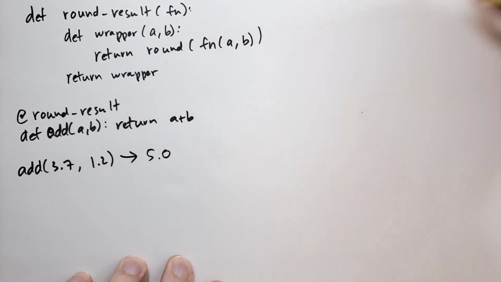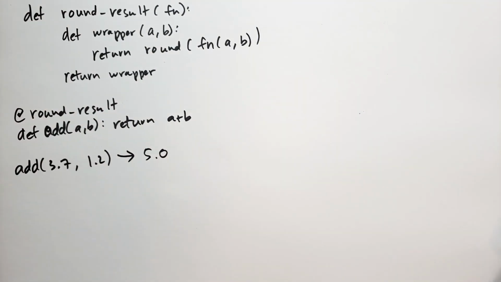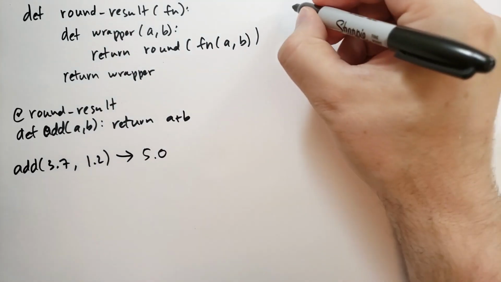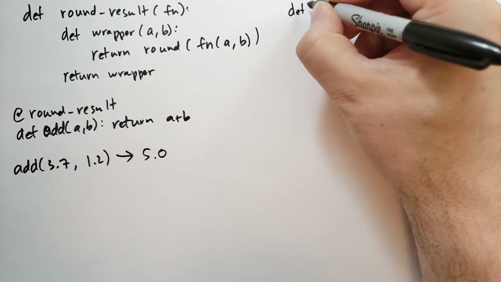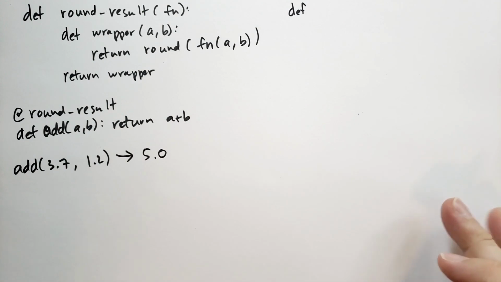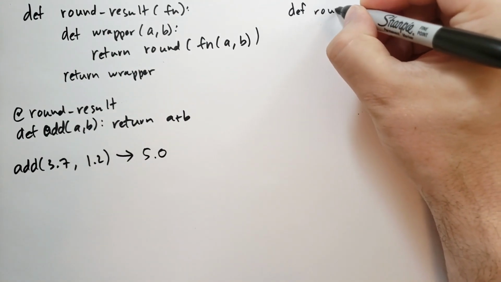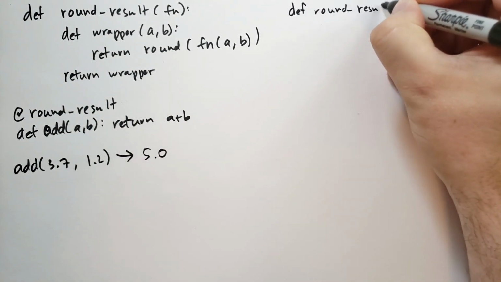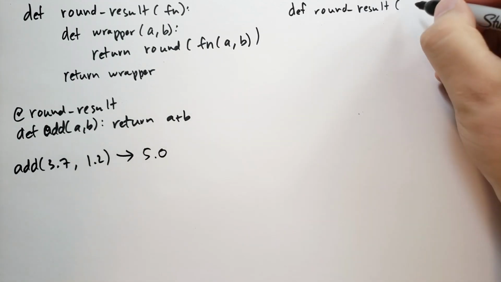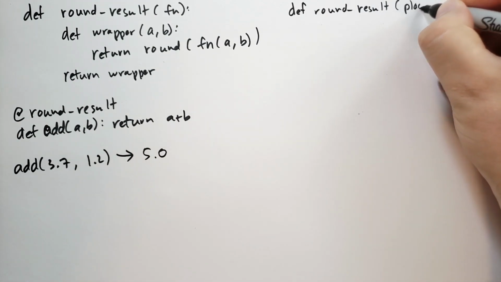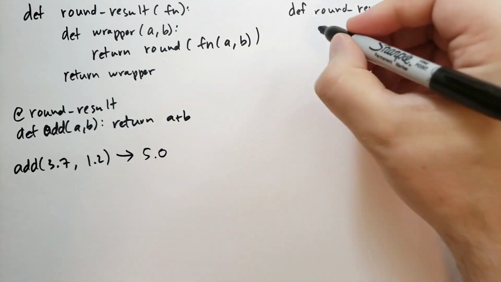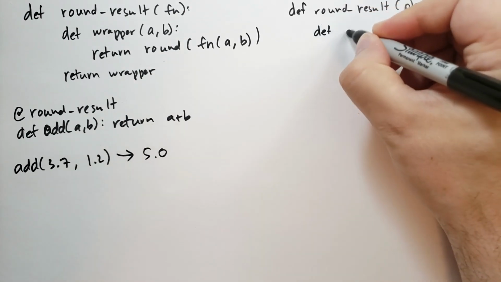That's how that works. Now you might say, what if we want to round to arbitrary digits? Okay, put on your seatbelts. We're going to have some fun here. So we are going to define a function that generates a decorator. So we are going to have, let's say, places. Okay, and so this is going to create a decorator that it's going to accept a function.